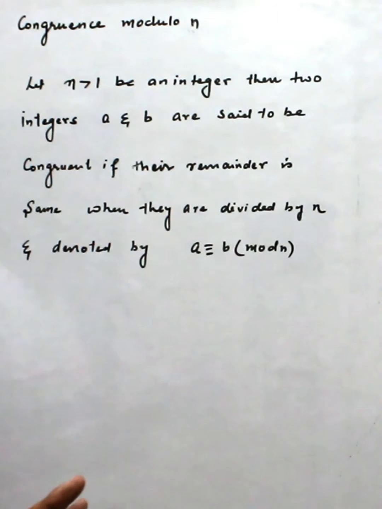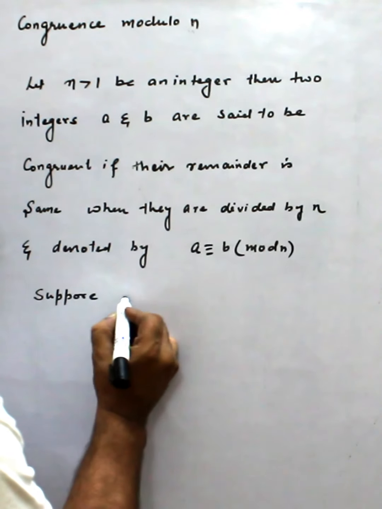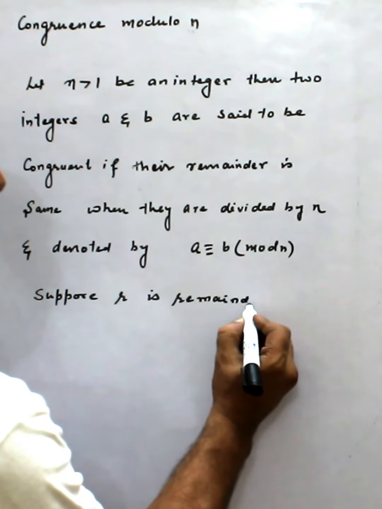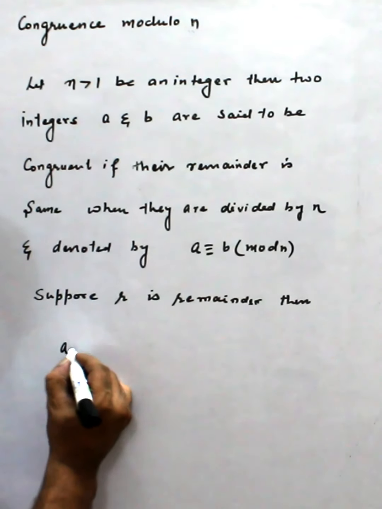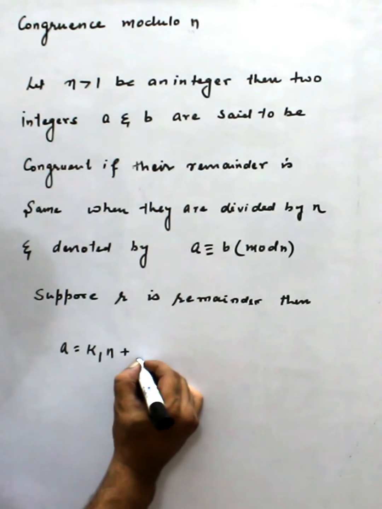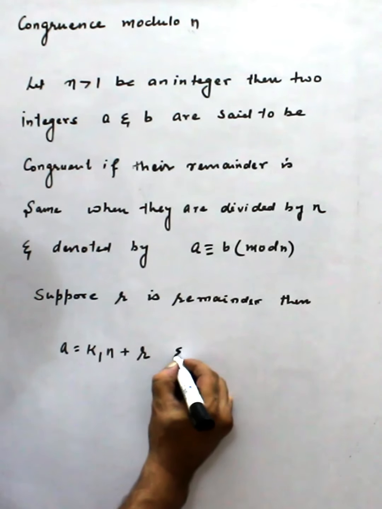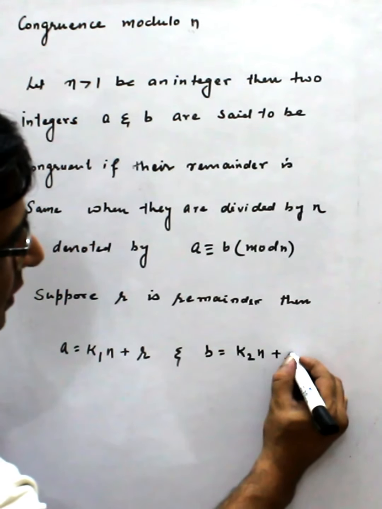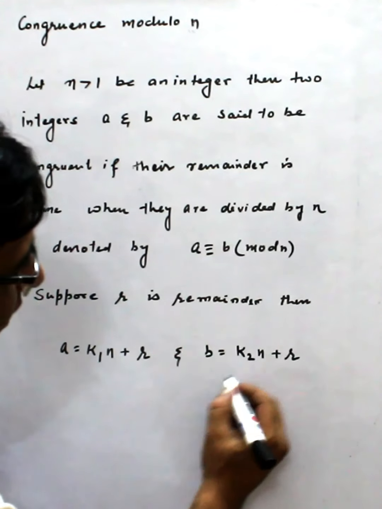That means suppose r is the remainder, then by division algorithm how can we write? a is equal to k1 n plus r, where k1 is the quotient, and for b also we have some k2 quotient, b equals k2 n plus r. r is taken the same.